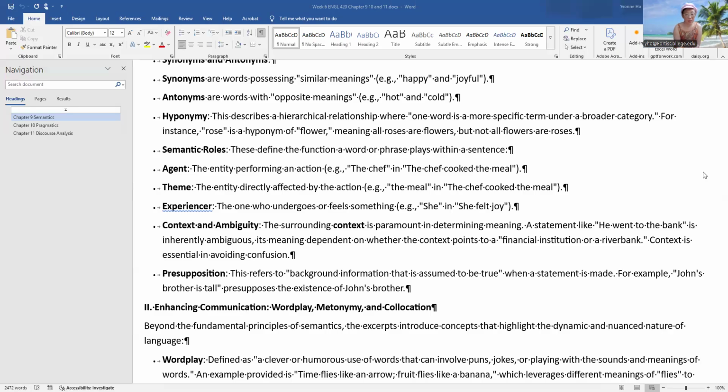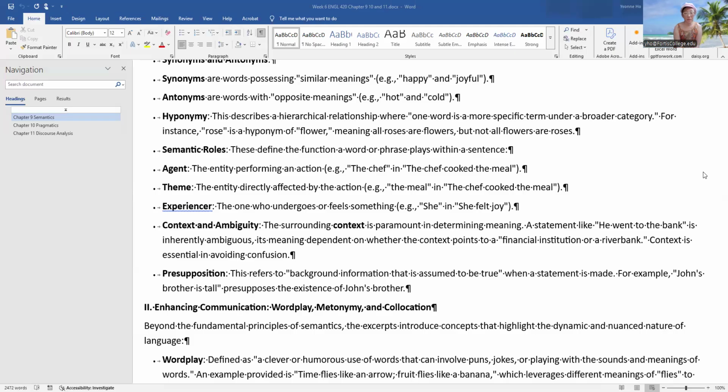Context and ambiguity. The surrounding context is paramount in determining meaning. A statement like he went to the bank is inherently ambiguous, its meaning dependent on whether the context points to a financial institution or a riverbank. So context is essential in avoiding confusion.